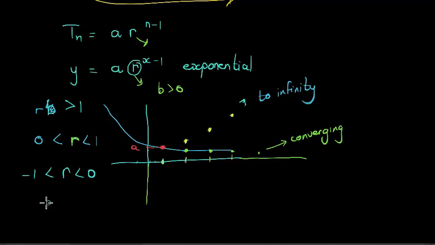So this is term 1. Term 2 will be a times r, but now r is negative, so my term 2 is now negative. Term 3 is a times r squared, but now I'm squaring a negative, which makes it positive again. My next term, term 4, is ar cubed. So a negative and a negative and a negative gives me a negative again. And then it will be positive again, and then negative again, and positive.